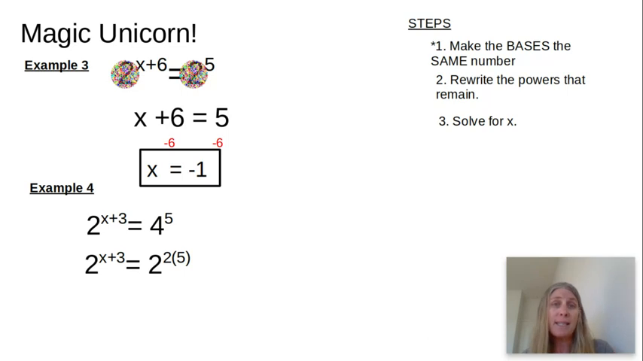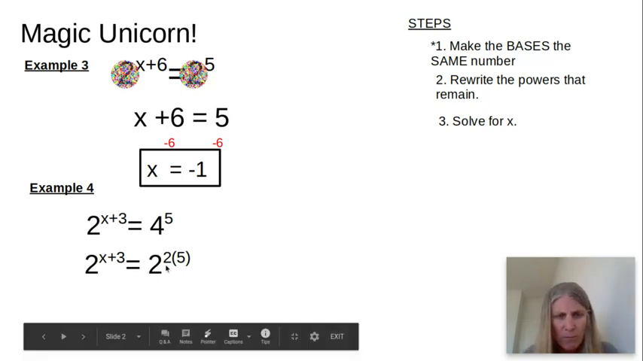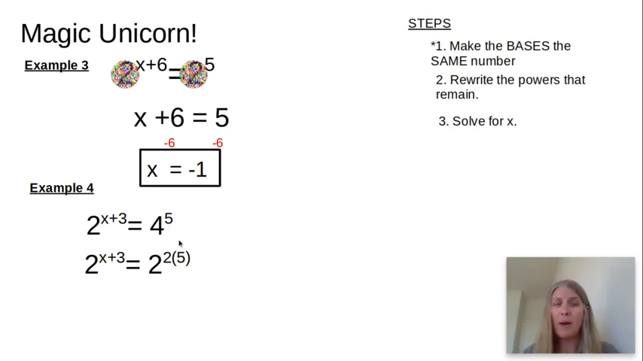The left-hand side stays the same, 2 to the x plus 3, but instead of our 4 here, we write 2 squared. And then we take that power that was there and we put it right next to it around a set of parentheses, knowing, of course, that parentheses mean to multiply. So, oh my gosh, the bases are the same.